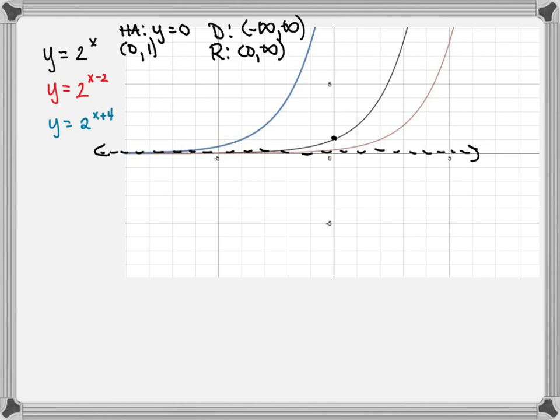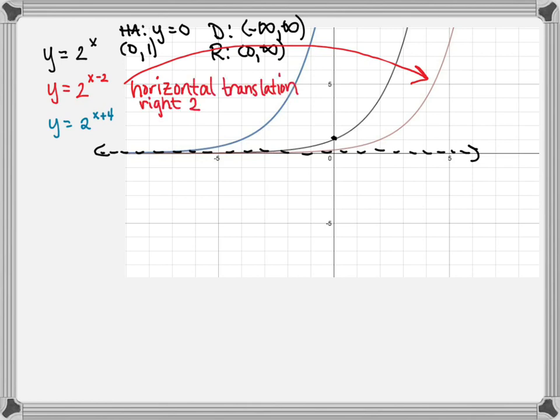Let's look at the graph of y equals 2 to the x minus 2. That's here in red. And we see that this is a horizontal translation or shift to the right 2 units. Our asymptote does not change, but our y-intercept changes to 0, 1/4 because the function is shifting right. But our domain and range did not change.